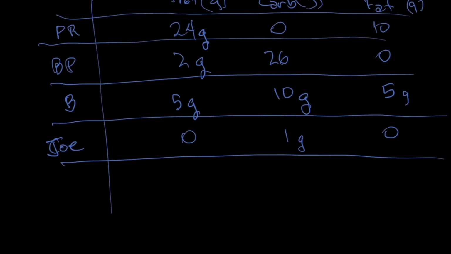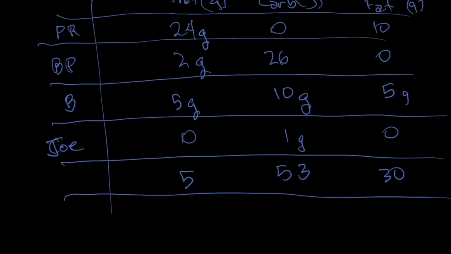A piece of carrot cake with cream cheese icing, 5 grams of protein. I've got 53 grams of carbs, and I've got 30 grams of fat. And the question is, how many calories? So this is pretty straightforward, okay?